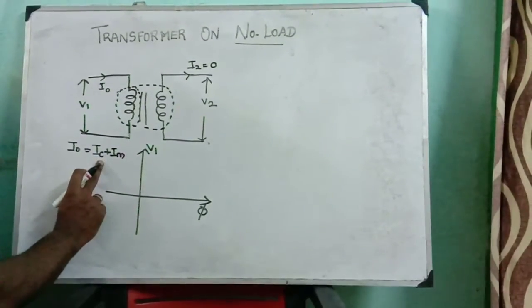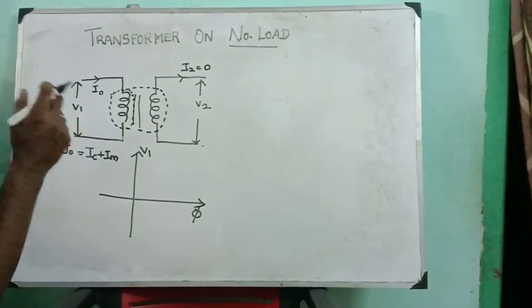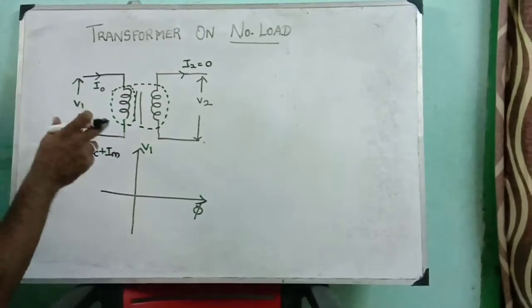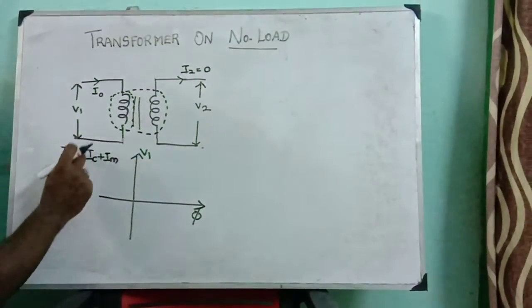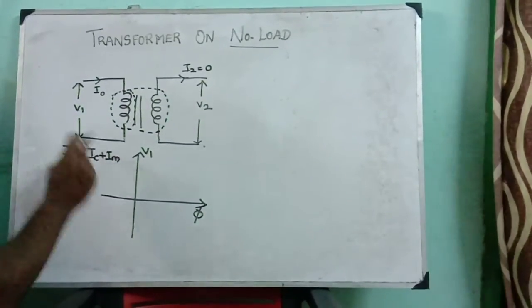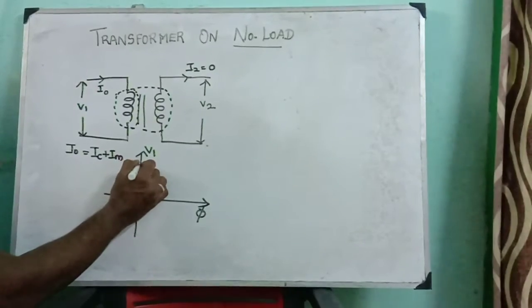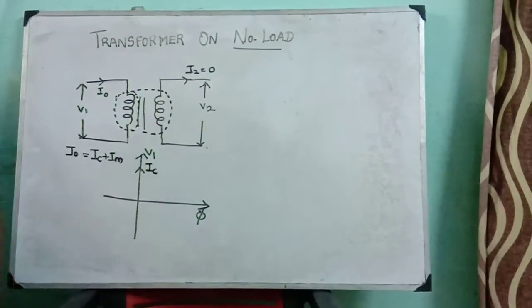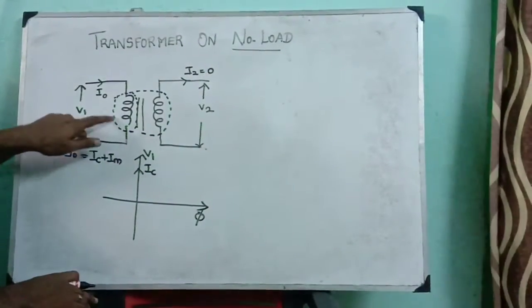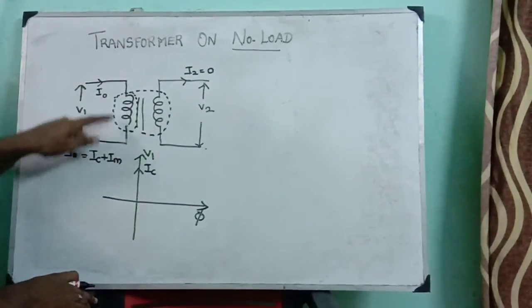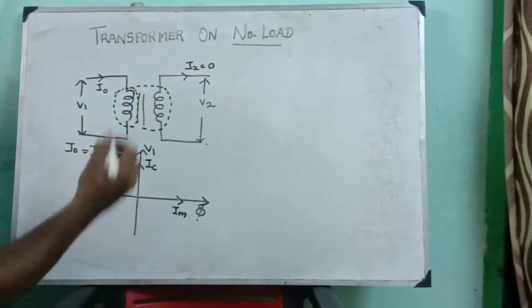What is the core loss component? Normally in a transformer, the transformer has to supply part of the losses, since we have magnetic losses, the eddy current losses and hysteresis losses. So this core loss current is responsible for compensation of the losses, and it will always be in phase with your supply voltage. What is the magnetizing current? This magnetizing current is solely responsible for creation of flux in the primary winding. So the flux is due to the magnetizing current.